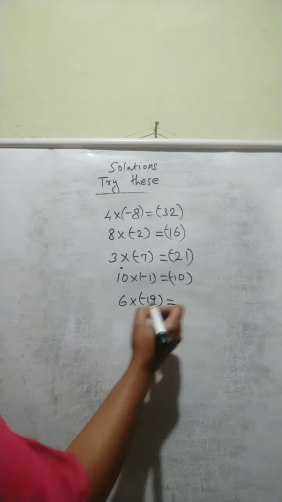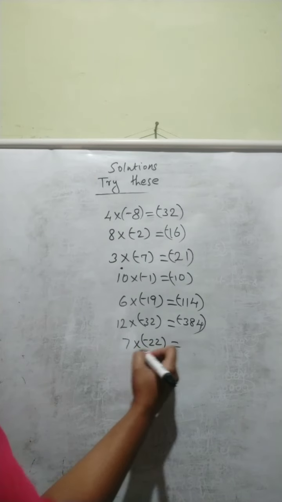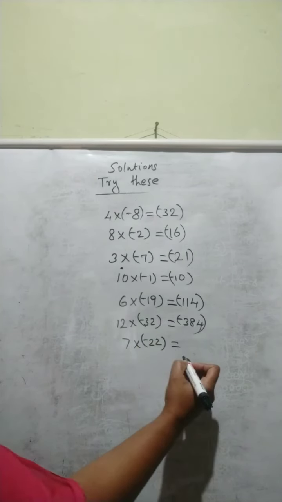Then the next question, 12 times negative 32. 32 times 12 is equal to 384. One number is negative, so we can keep that negative sign for our answer. Then 7 times negative 22. 22 times 7 is equal to 154. The sign is negative. So when we are multiplying one negative integer and one positive integer, the answer will always be a negative integer.